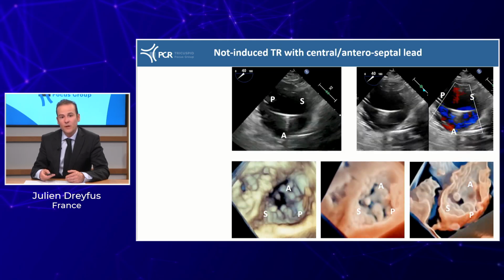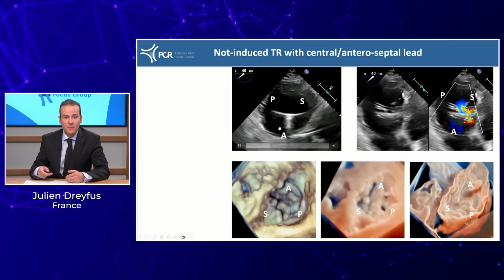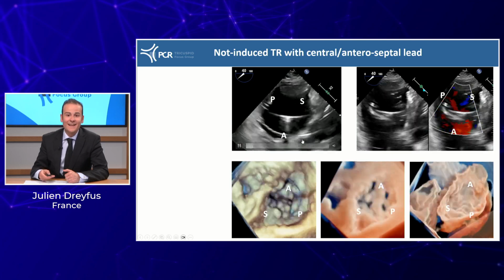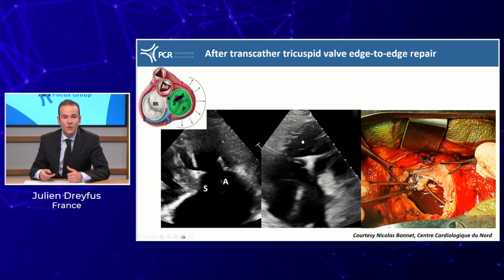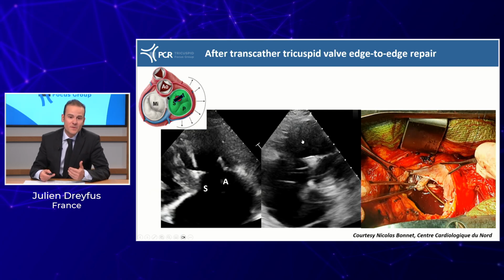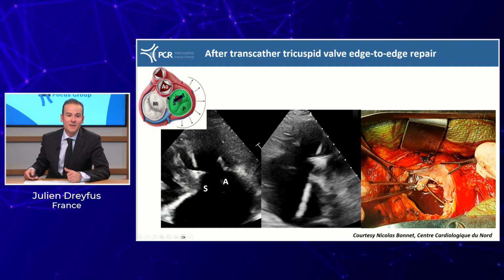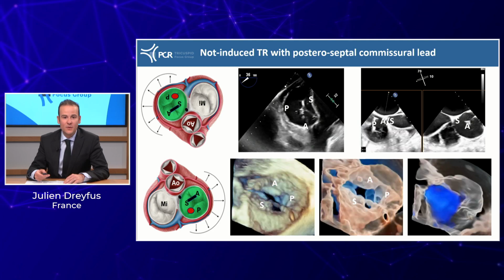In this situation, we have a pacemaker lead located at the anteroseptal part between the septal leaflet and the anterior leaflet. And unfortunately, in this situation, even if the lead is not inducing TR, this is not a good candidate or not an optimal candidate for an edge-to-edge repair. And we show this unfortunate case where we cut the pacemaker lead with the clip instead of the leaflets, meaning how difficult it could be in those situations.